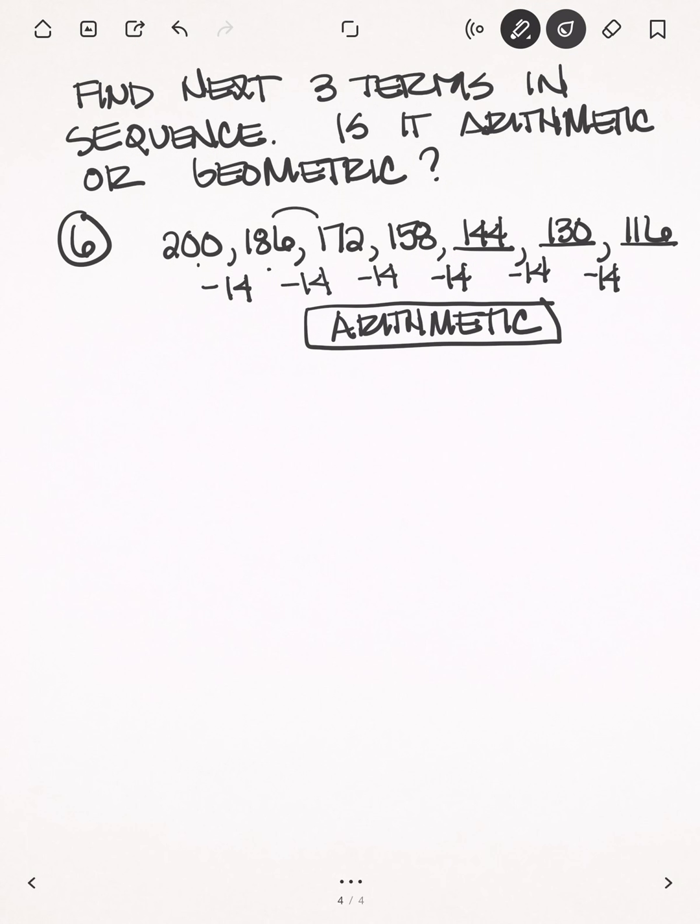That means it's linear, right? If we're adding or subtracting, that means that's our slope.